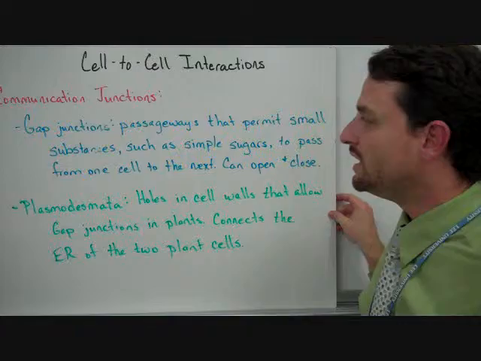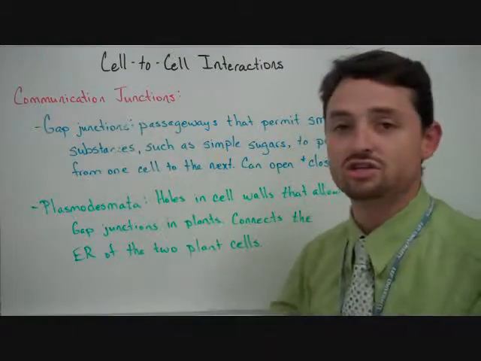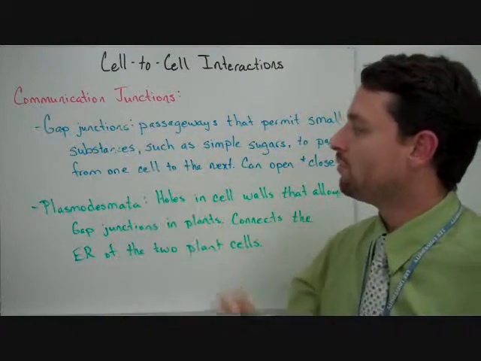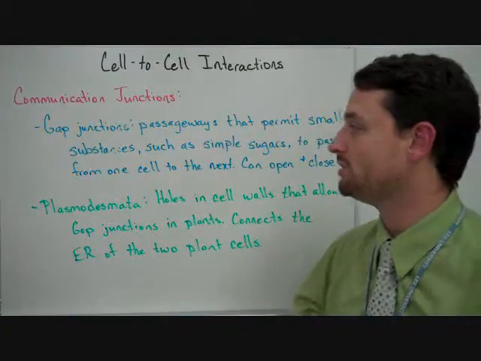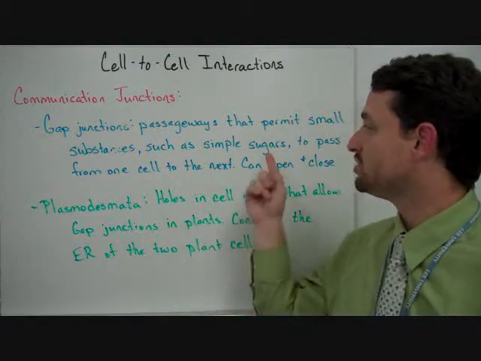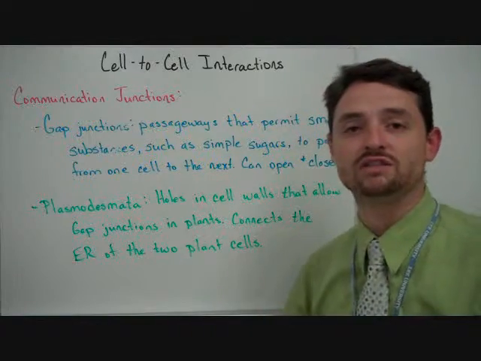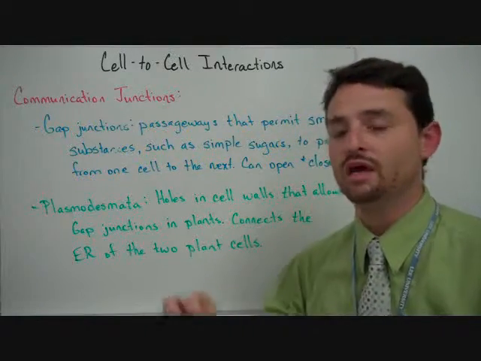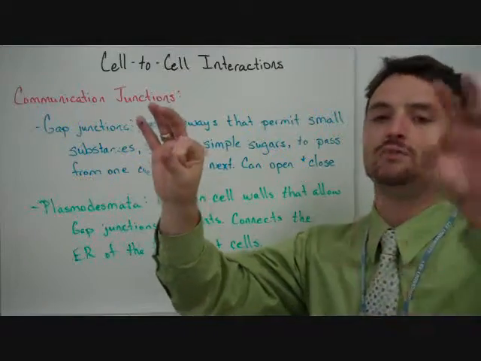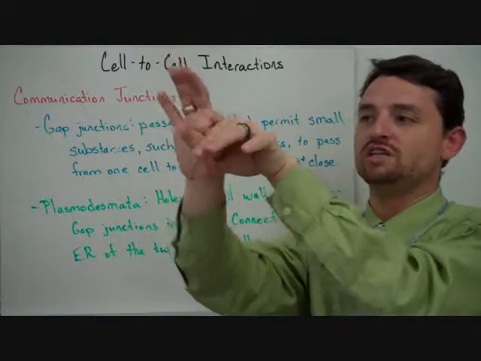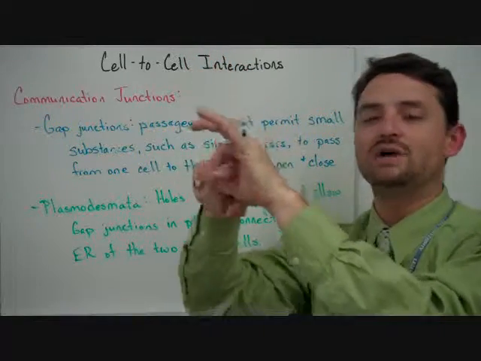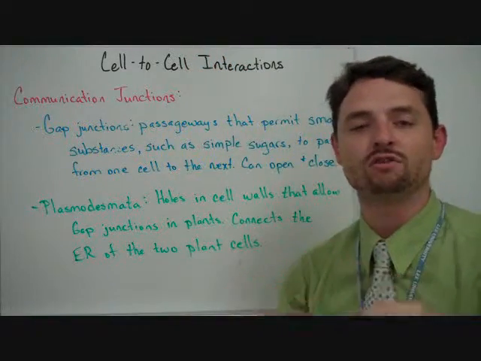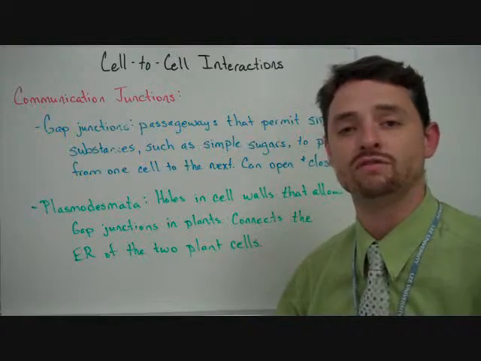This last one is communication junctions. And two that we're going to look at, gap junctions. Those are passageways that permit small substances, such as sugar, to pass from one cell to the next. And what we've found in cell membranes is they'll have holes, and there'll be holes on the other one. And when those cells line up, there'll be a hole actually all the way through that cell membrane. And that way stuff can go from one cell to the other without having to go through the cell membrane. It saves time and energy for the cell.